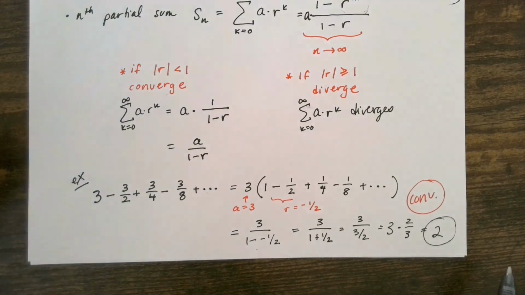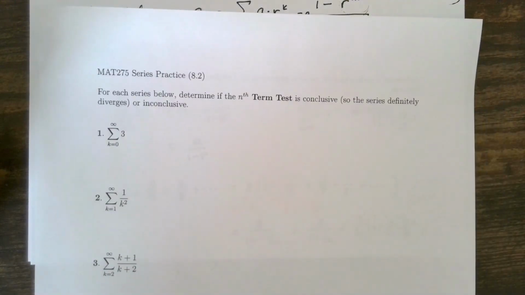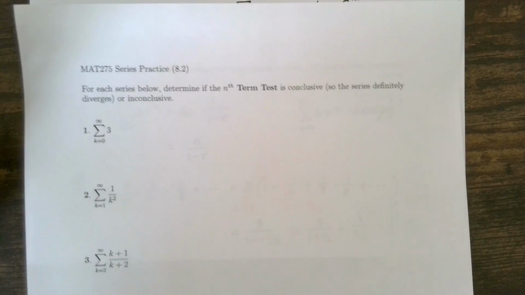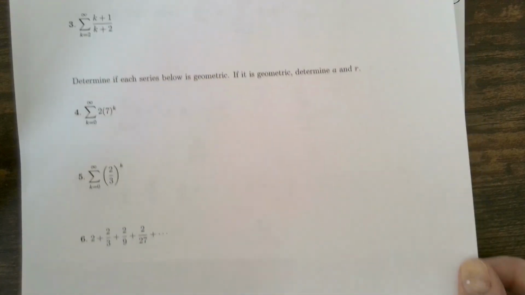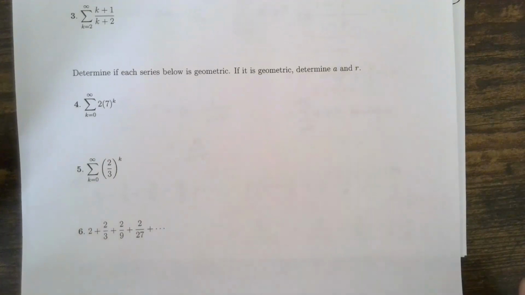Okay, so that's the end of this video. I want to call your attention to the worksheet. There is a worksheet for series practice that's posted on Brightspace as well. This is what it looks like. You have the nth term test just to practice, and then for the rest of it, 4, 5, 6, just determine the A and the R.